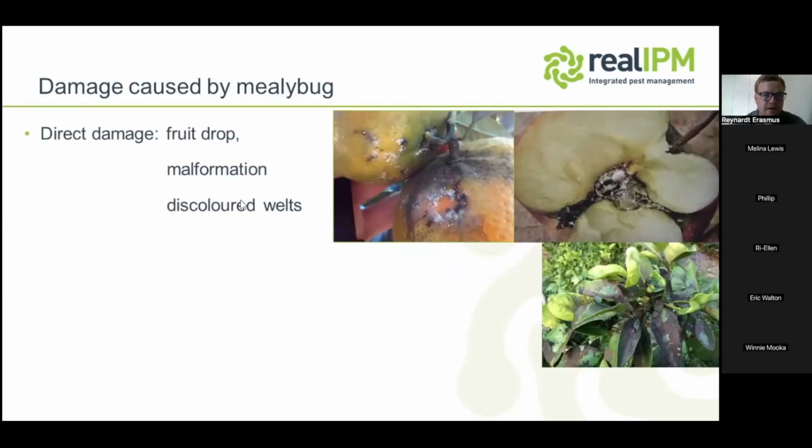Damage caused by mealybug can be divided into 2 distinct groups, namely direct damage and indirect damage. When we talk about direct damage, we are talking about the damage that is directly caused due to the feeding of mealybug on our crop. Severe infestations can lead to fruit drop, leaf drop, malformation in the form of discolored welts on the fruit or shoulders, and then a general lack of vigor and stunted growth is visible as a direct cause of mealybug feeding.